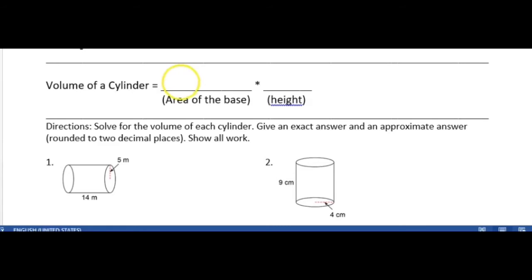So the area of a circle is the formula pi r squared. And then we're going to multiply that by h, which is the height of the cylinder. Remember that the height of the cylinder is the distance between the two circular bases.